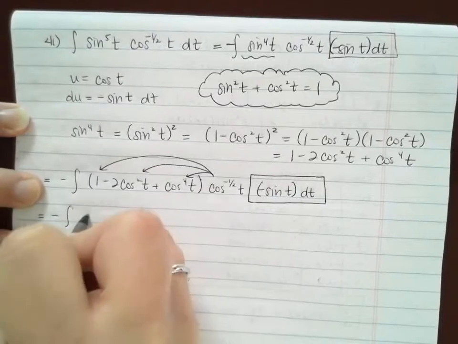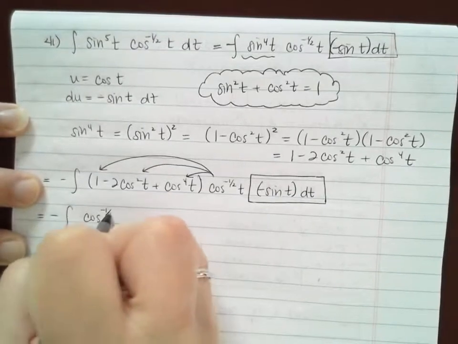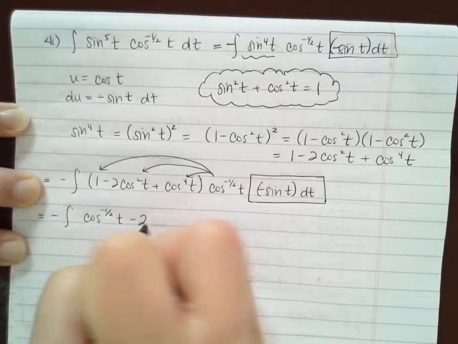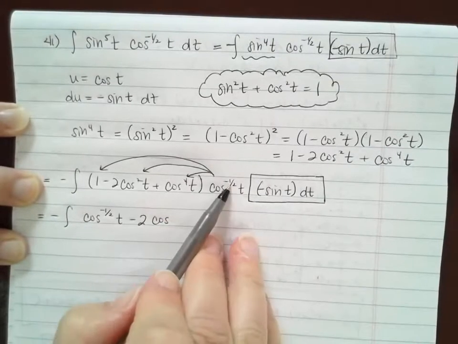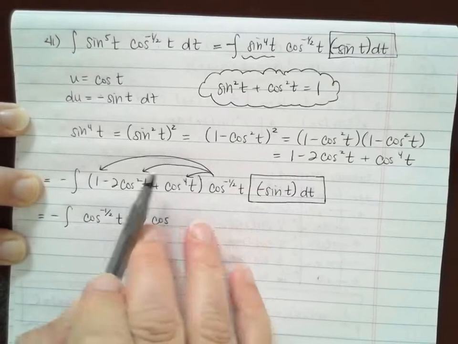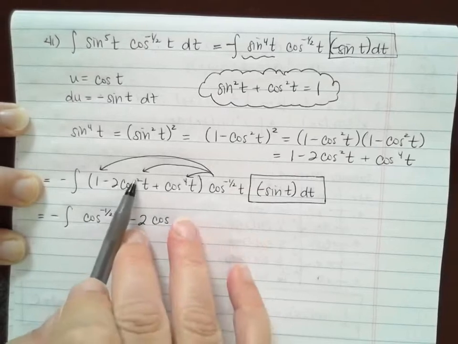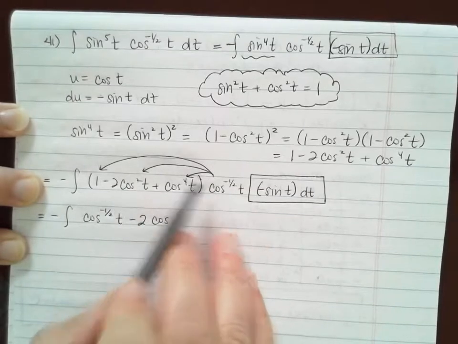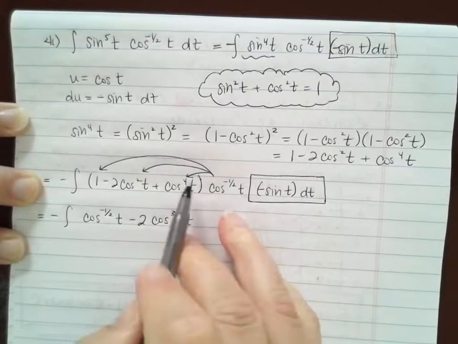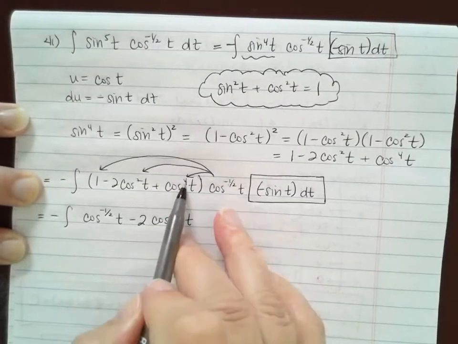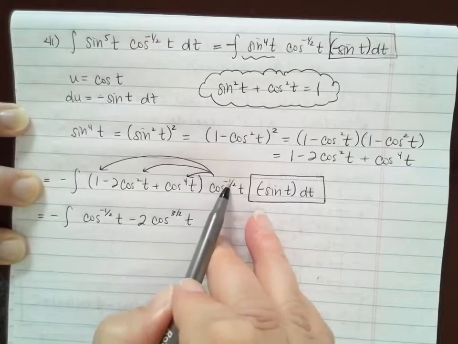I get cosine to the negative 1/2 t minus 2 cosine, well, 2 minus 1/2, right? Because technically I'm adding, so it'd be 2 plus a negative 1/2, but 2 minus 1/2 is 3/2. And then 4 minus 1/2, well, 4 is 8/2, so 8 minus 1 is 7/2.